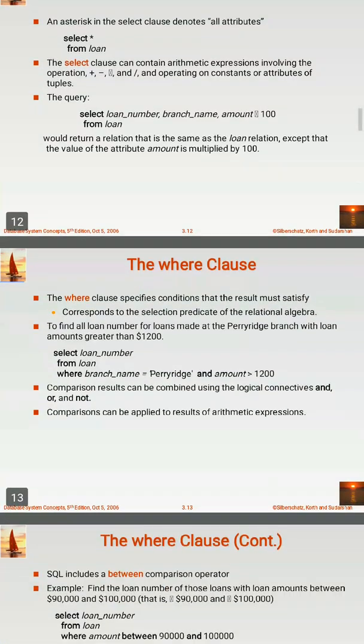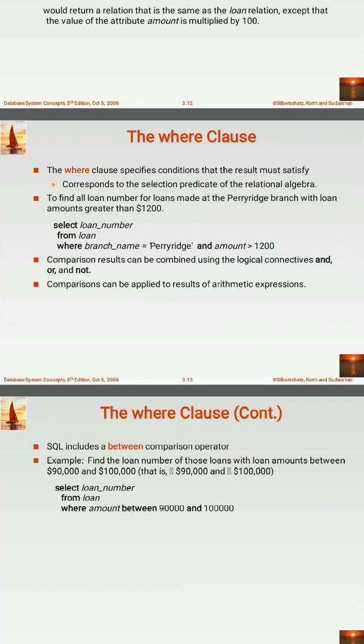Now we will move to the where clause. The where clause specifies the conditions that the result must satisfy and corresponds to the selection predicate of the relational algebra. Now we'll see one example of how the where clause is used: select loan_number from loan where branch_name = 'Perryridge' and amount > 1200. Comparison results can be combined using the logical connectives. What are the logical connectives? And, or, and not.